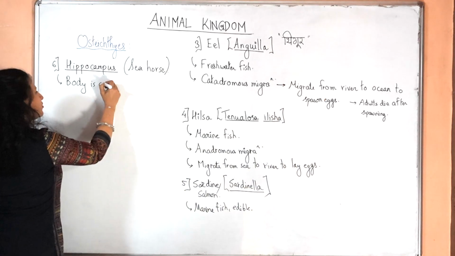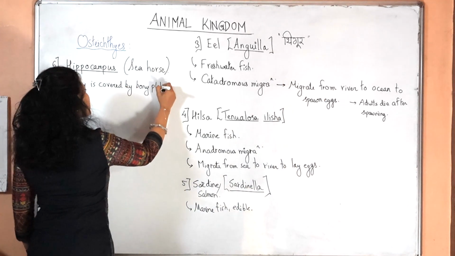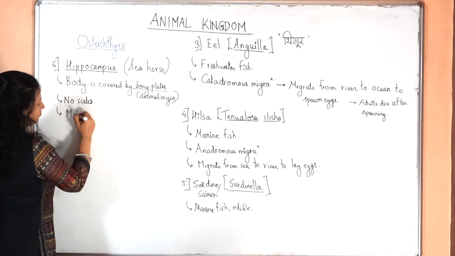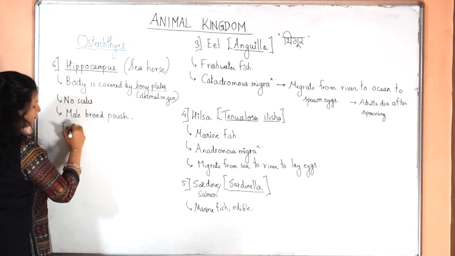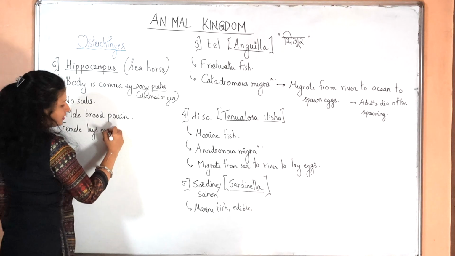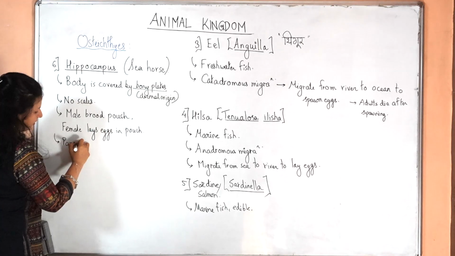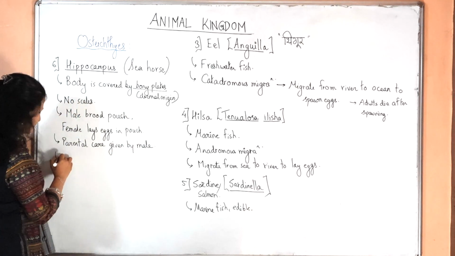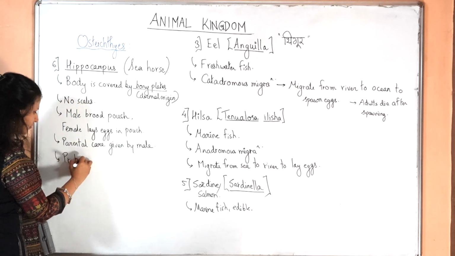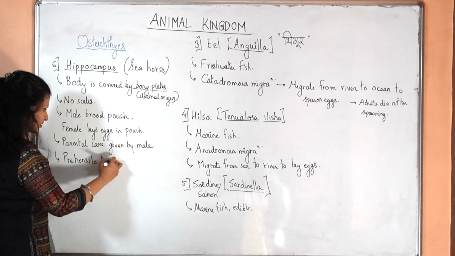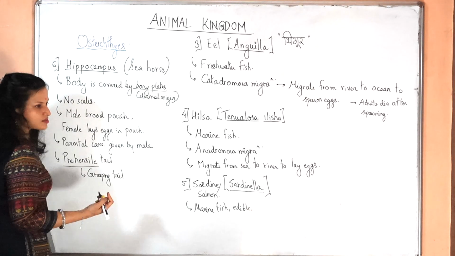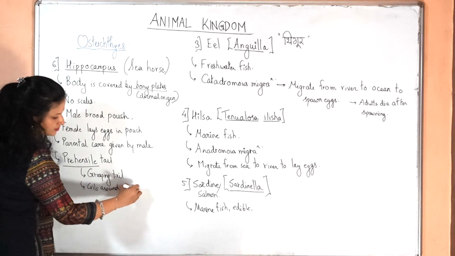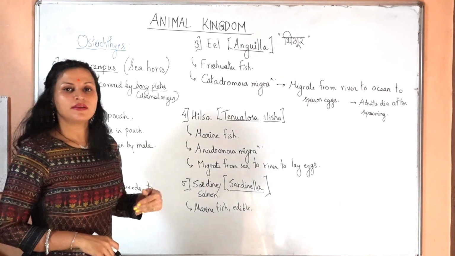Body is covered by bony plates of dermal origin. There are no scales. There is a male brood pouch. Female lays eggs in pouch. Parental care given by male, and it has the prehensile tail. Prehensile tail means grasping tail. It uses it for coils around weeds to stabilize, to avoid being carried away by water.